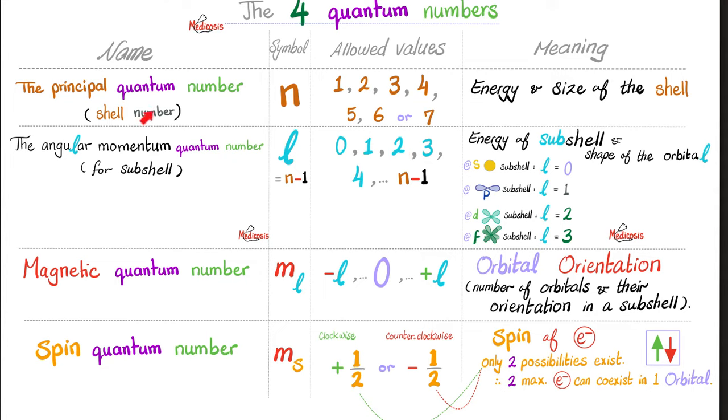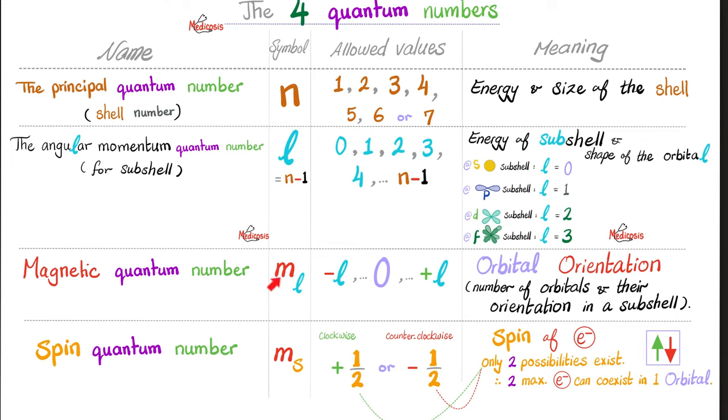Why do we need the principal quantum number? What does it tell us? It tells us about the energy and the size of the shell. How about the angular momentum quantum number? It tells you about the subshell, not the shell: the subshell energy and the shape of the orbital. In the S subshell, L equals 0. In the P subshell, L equals 1. In the D subshell, L equals 2. And when you see that L equals 3, you know that we're talking about the F subshell. Just say F me 3 times.